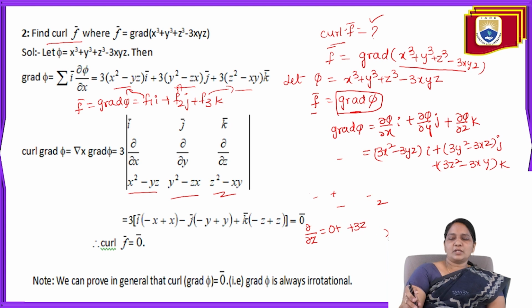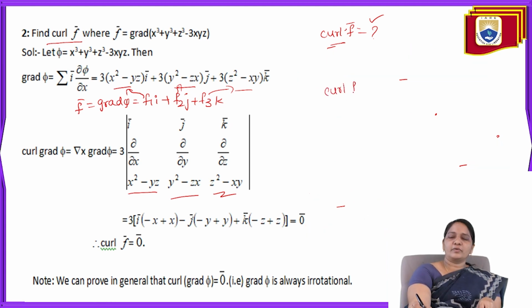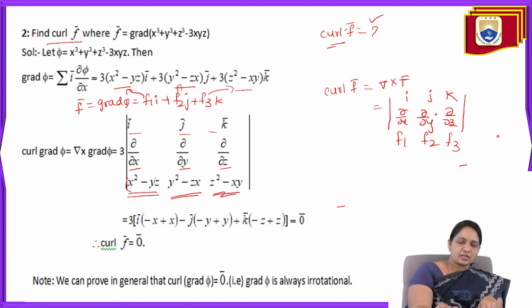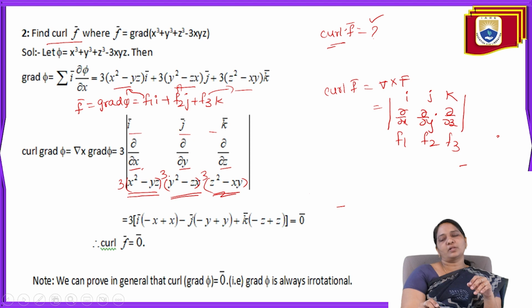Now what are they asking to calculate? Now they are asking to calculate curl F. So curl F bar means del cross F. So that is the determinant of i, j, k, and del coefficients are ∂/∂x, ∂/∂y and ∂/∂z. Next one is f1, f2, f3. What is f1? x square minus yz. What is f2? y square minus zx. What is f3? z square minus xy. So 3 is the constant, you can write it here, or otherwise you can take it out. Then finally, we can calculate the value.